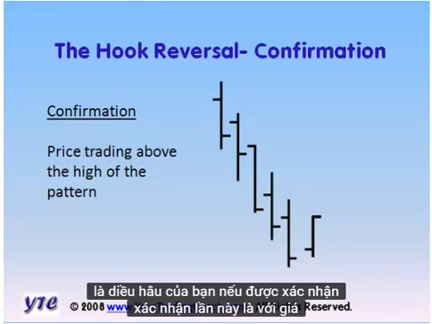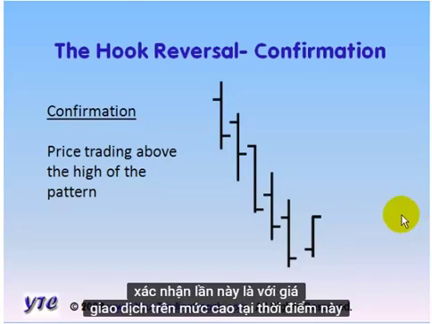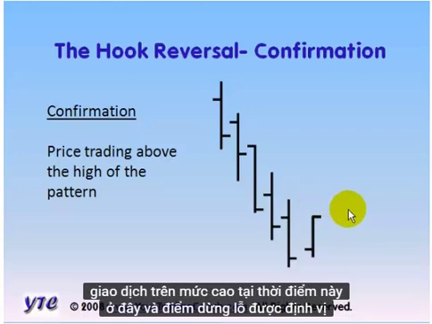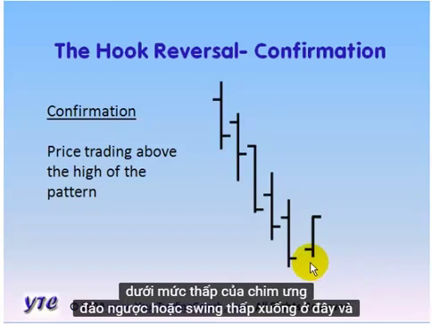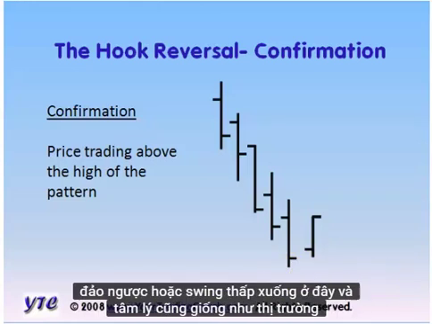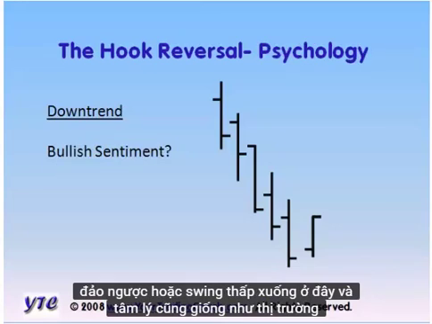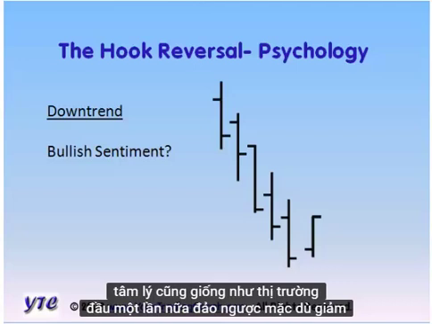Confirmation this time is with price trading above the high at this point here, and the stop loss is positioned below the low of either the hook reversal or the swing low down here. And the psychology is the same as the market top, once again reversed though.